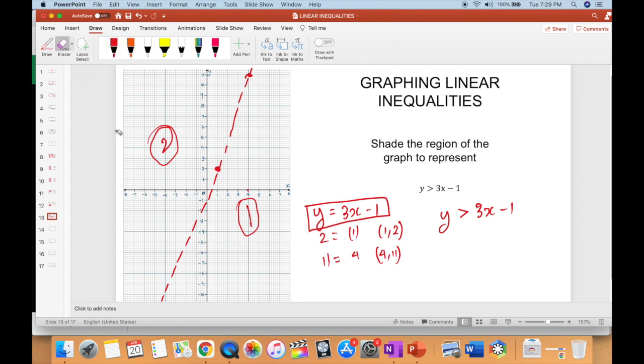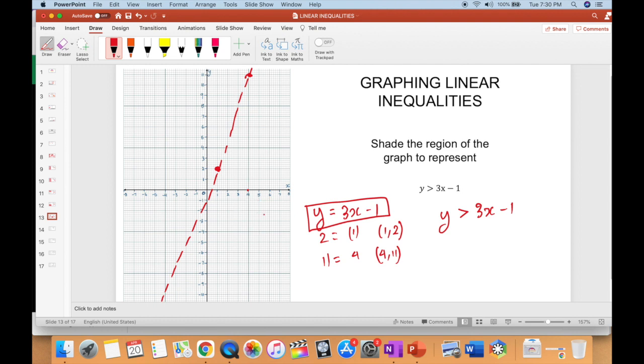What we have to do is this. It's not clear cut. I don't know which side to shade, right? Y is greater than 3x minus 1. I don't know which side to shade. Which side would that be true? Well, what we'll have to do is test each side. So we'll have to have test points, right?